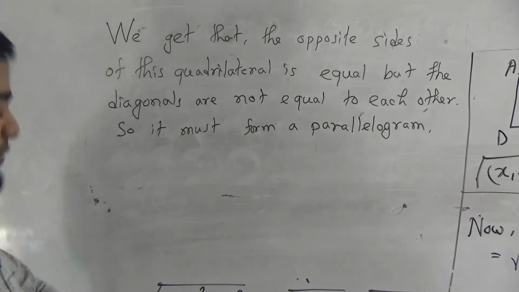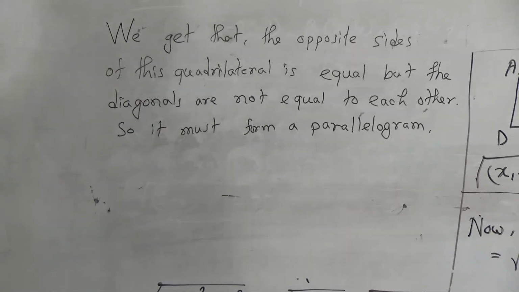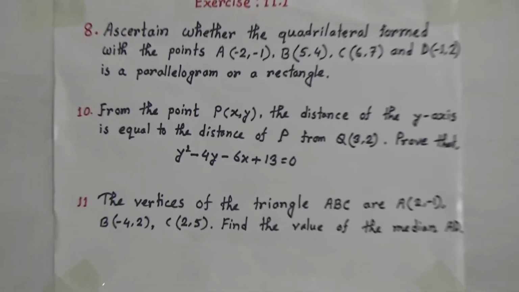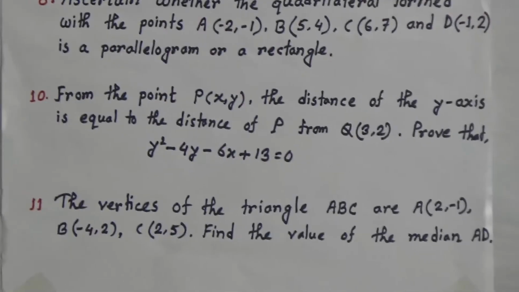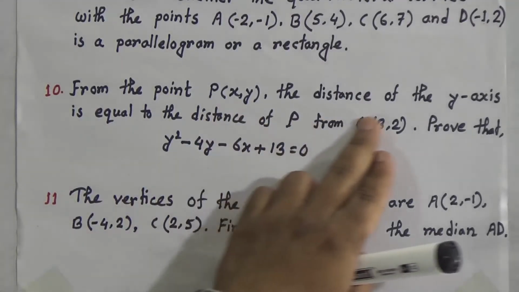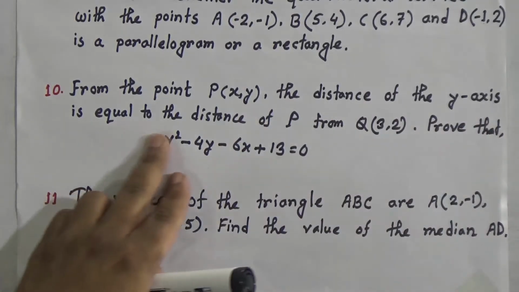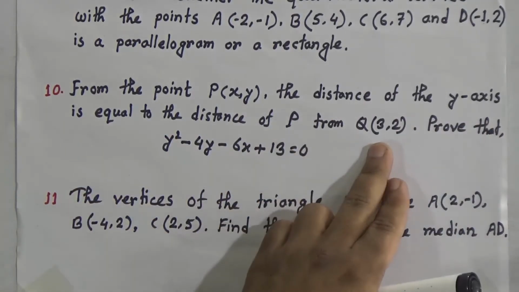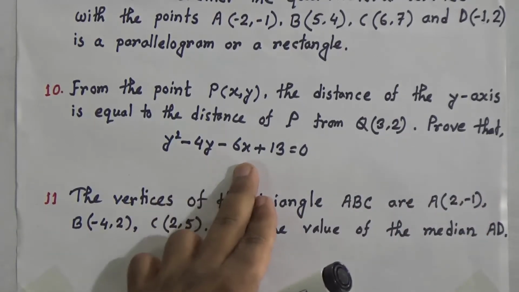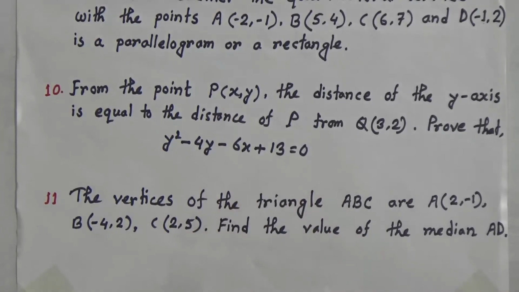Now we'll solve question number 10. Question number 10 and question number 11 are so easy and so short. To solve question number 10, we will erase this one. Question number 10 is: from the point P(x, y), the distance from the y-axis is equal to the distance of P from the point Q(3, 2). Prove that y square minus 4y minus 6x plus 13 is equal to 0. First of all we need to understand this question. What does this question mean?